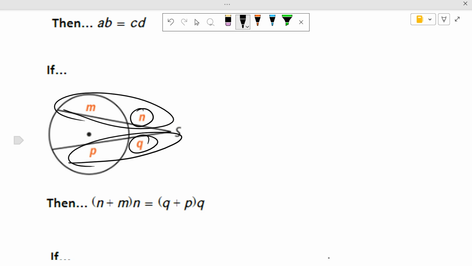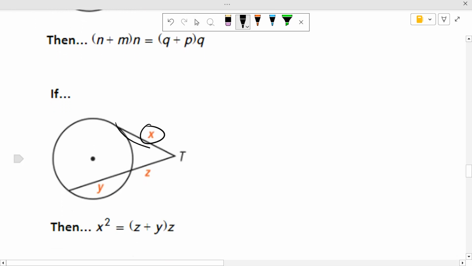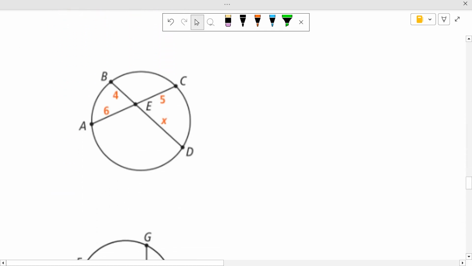If it's on the outside, it's the outside times the whole thing equals the outside times the whole thing. That one's a little more complicated. The outside times the whole thing, x times x, equals the outside z times the whole thing, z plus y. Okay, that's for lengths of segments.